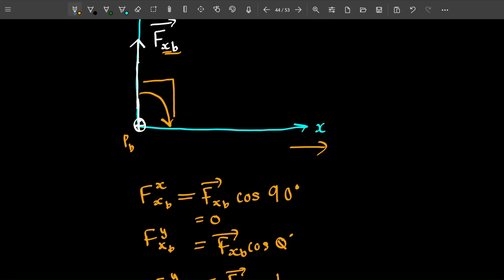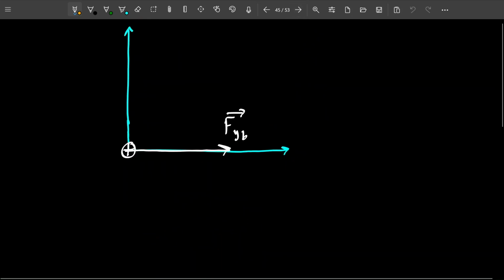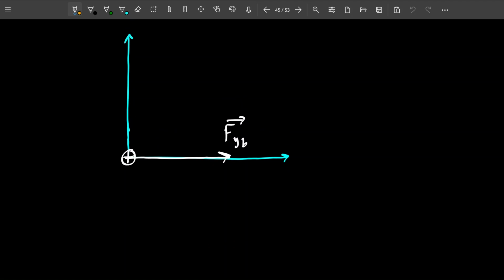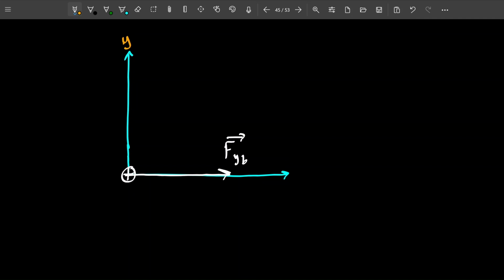Now let's go to another example. What about if it's acting in the x? What would you do? Well, same thing. We do the same thing, class. Remember, this is your y-axis and this is your x-axis. To get a component, you have to know the angle it makes with the positive version of that axis.